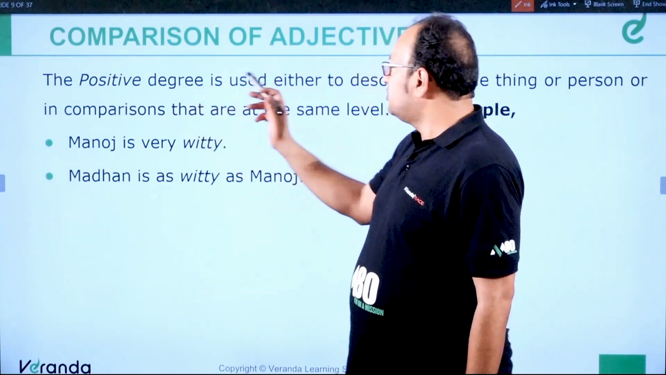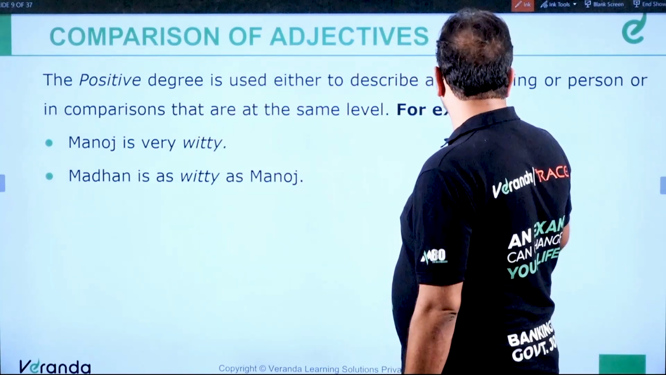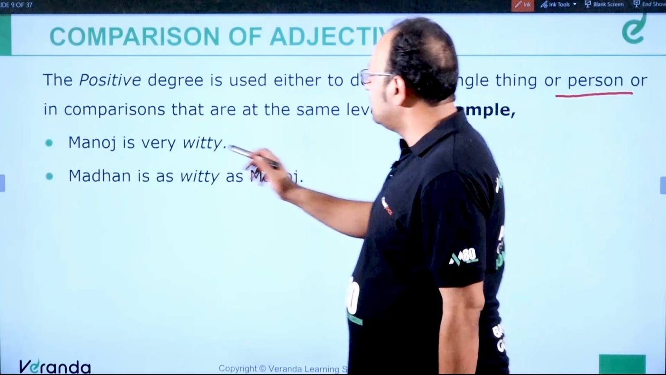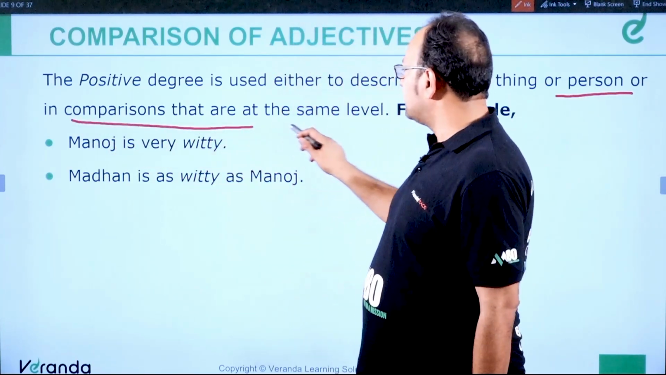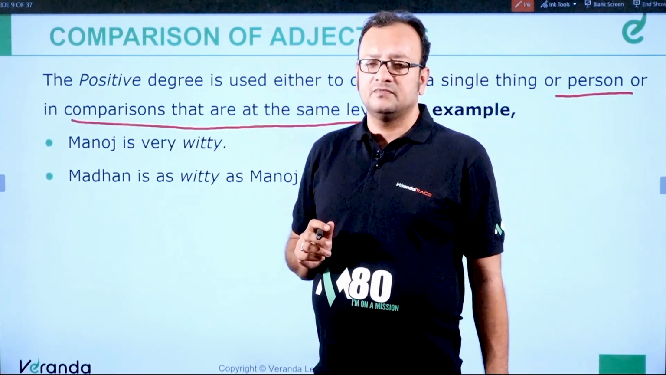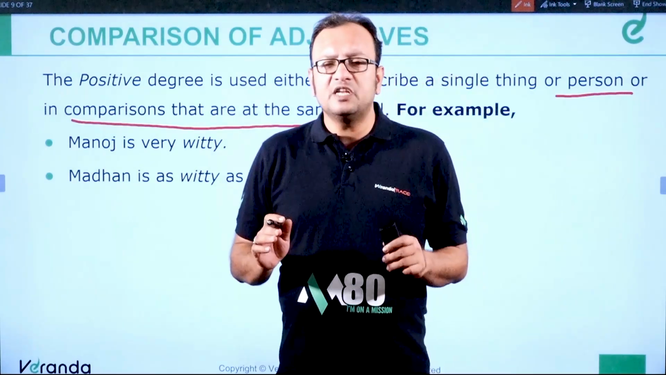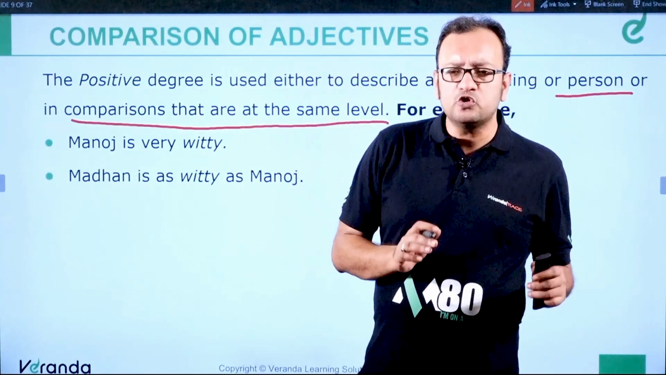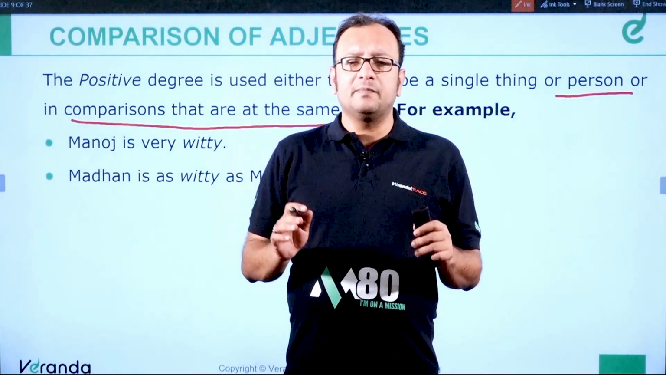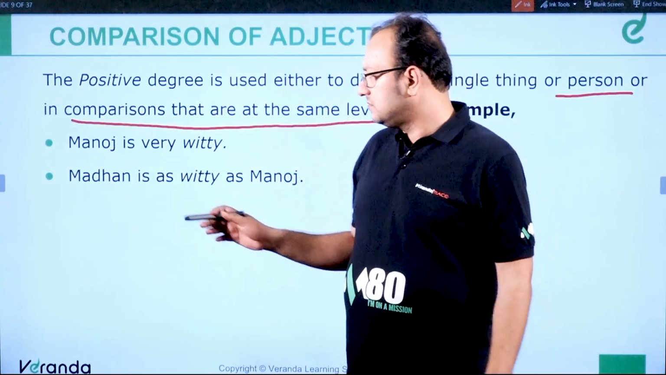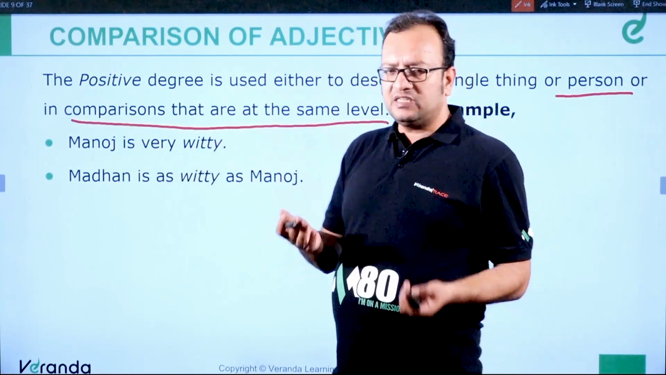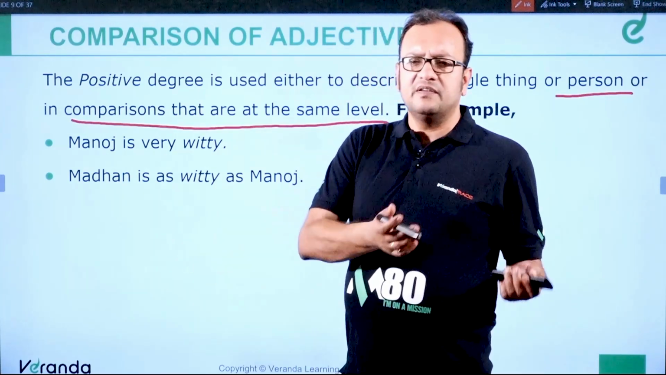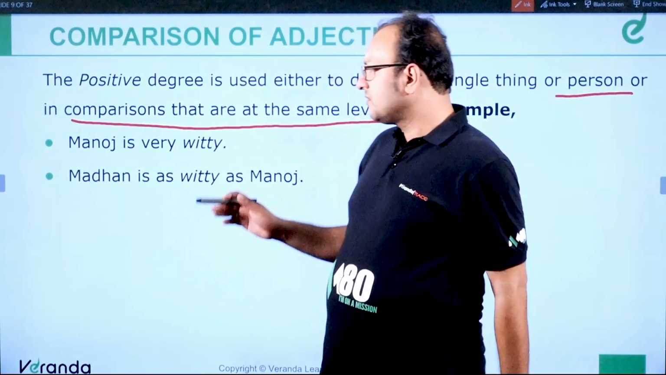The positive degree is used either to describe a single thing or person, or in comparisons that are at the same level. Basically, a positive degree adjective is used to describe people or compare people of the same level. Manoj is very witty. We are not comparing him with anyone else. Manoj is very witty, just a normal statement.